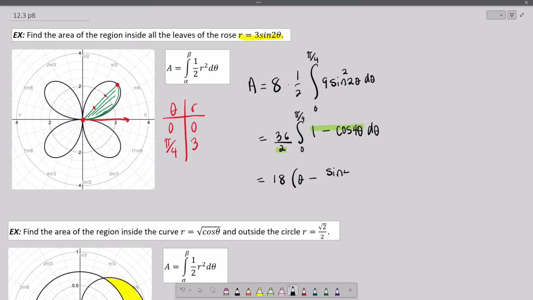Once again, we need to use our RCR, reverse chain rule. The integral of cosine is sine of the same angle. And then we take the derivative of the angle and divide by it.